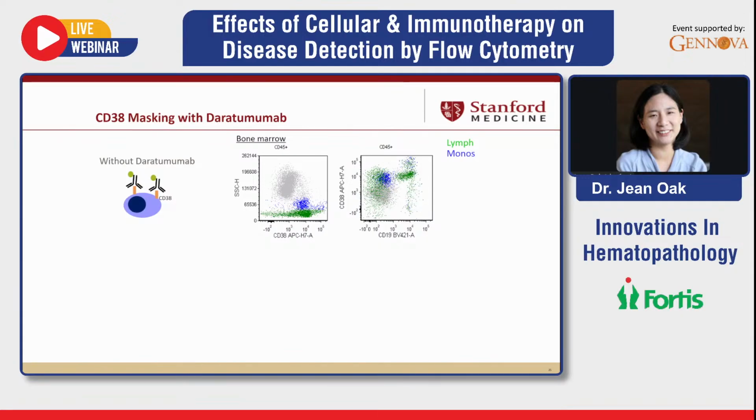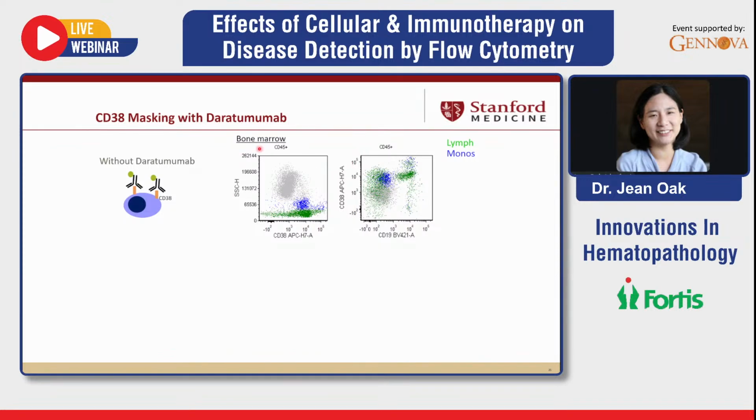So here, without daratumumab, you have your CD38, and then your anti-CD38 detection antibody is going to bind. And usually in the bone marrow, you'll see this characteristic pattern where monocytes are relatively homogeneously positive for CD38. Lymphocytes, shown in green here, will show more of a smeary pattern. Although if you looked at it versus like CD19 versus CD38, you'll see hematogones, plasma cells, and mature B cells, and then T and NK cells here. So having open gates is actually quite important when you're assessing for plasma cells.